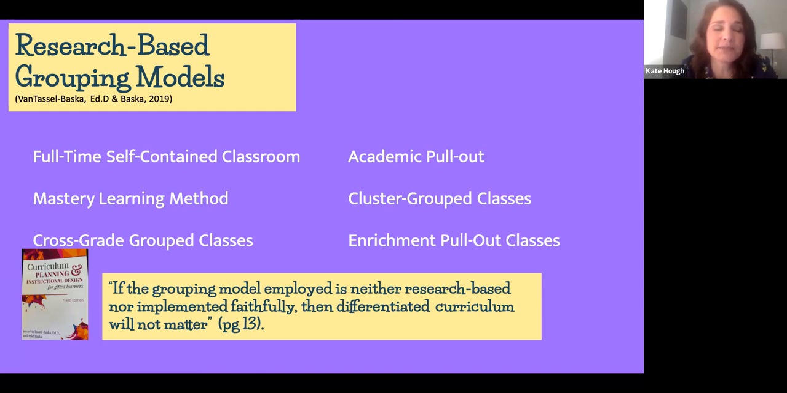Cross-grade grouped classes might be an example of some schools will use, for example, math. You might have a sixth grader that tests into pre-algebra who's then in a class with seventh or eighth graders who are also in that level placement.